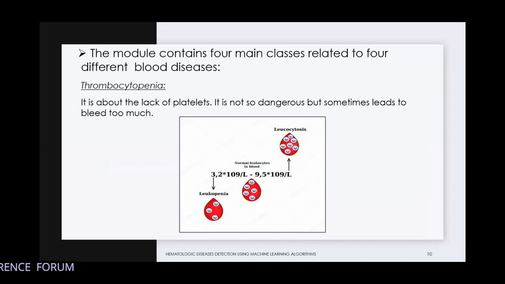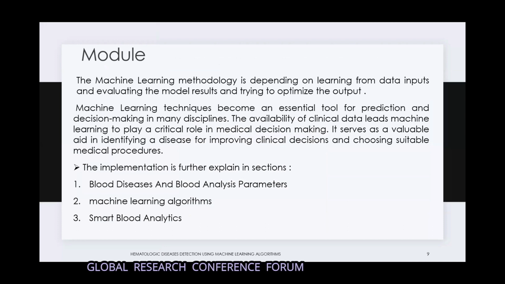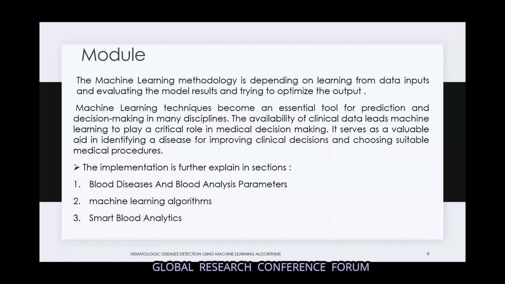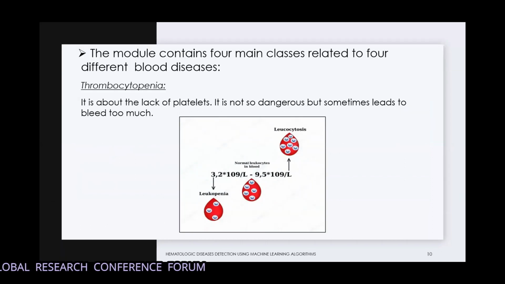Nidhi, module slide. Yeah. We have the implementation part like blood diseases and blood analysis parameters, machine learning algorithms, and the third one is smart blood analytics. My friend Rutuja will explore more about it.